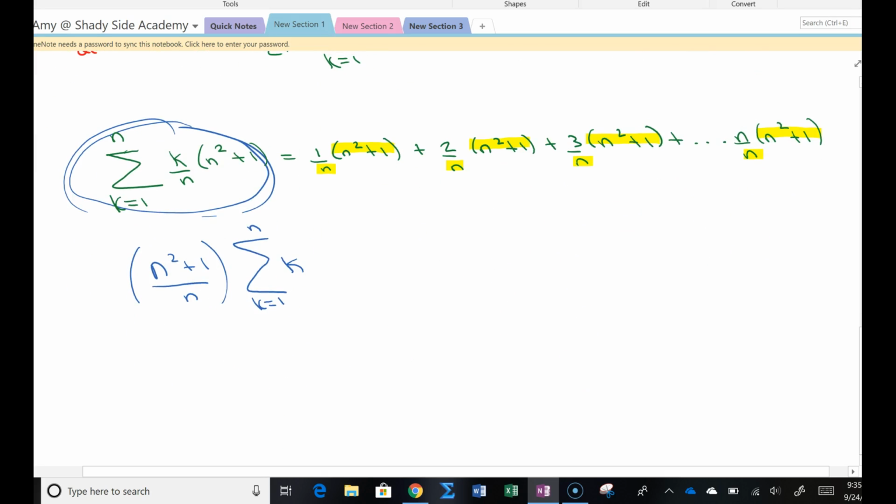The reason why this is so important is because we looked at limits then. See, now I'm going to do this. Well, we want the limit as the number of terms approaches infinity. The limit as n approaches positive infinity of all of this, (n squared plus 1) all over n, times the summation from k equals 1 to n of k.